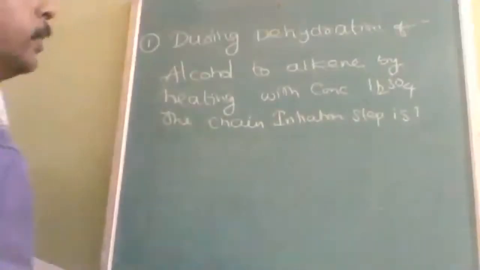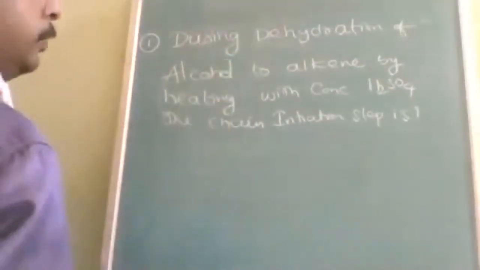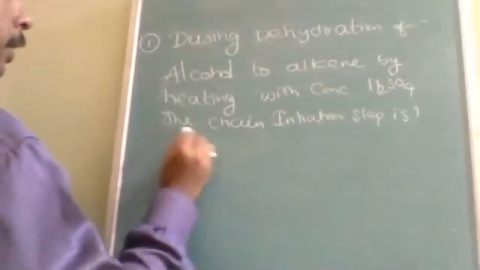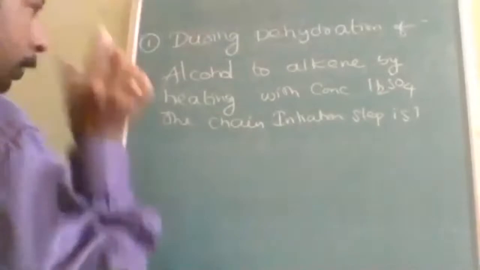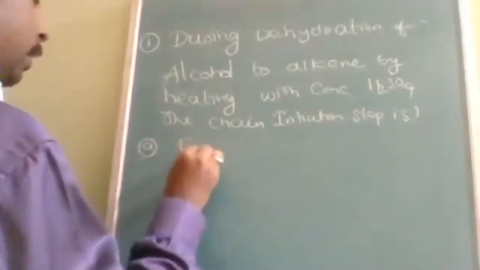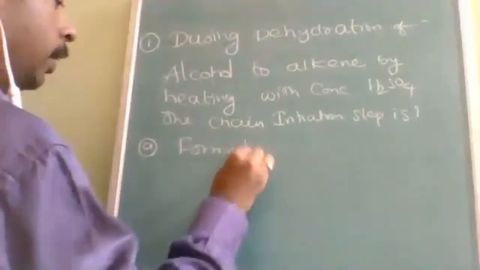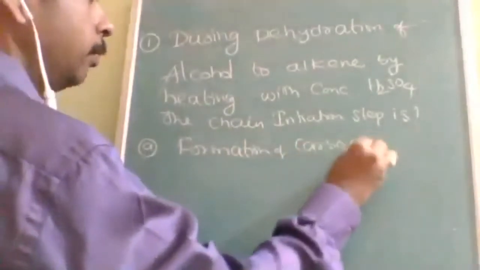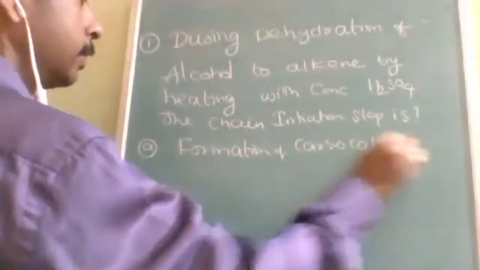Okay, here is the first question. During dehydration of alcohol to alkene by heating with concentrated sulfuric acid, the chain initiation step is: first option, formation of carbocation. This is the first option.